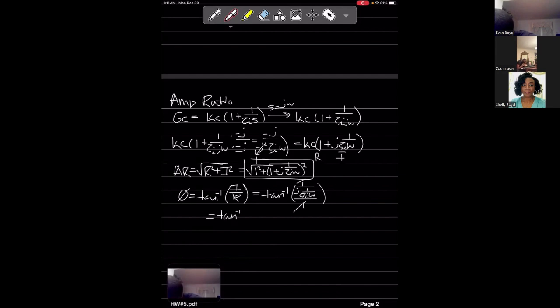So then we will just end up with the inverse of tangent of, what is it, J over, oh, it's not 1 over anymore, but tau I omega. Hold on real quick. My computer is about to die. Okay, I'm back. Sorry about that.